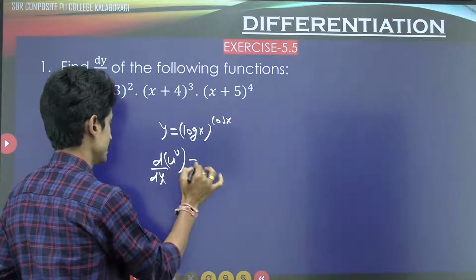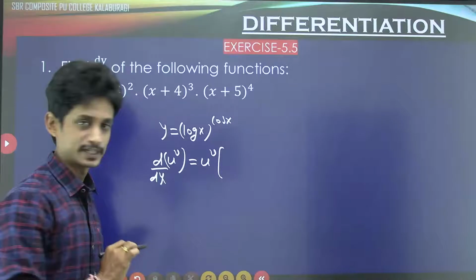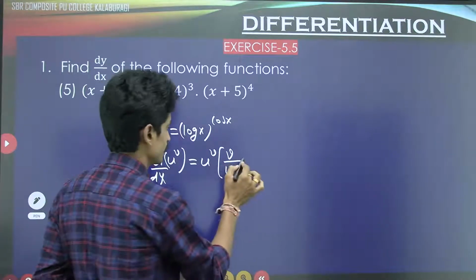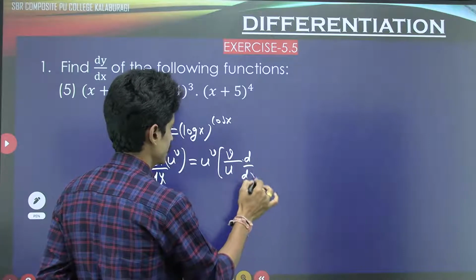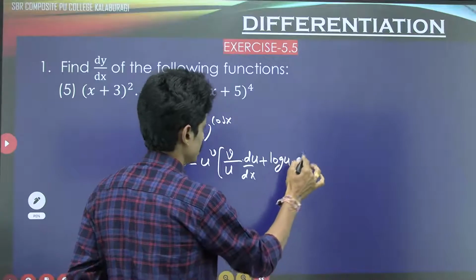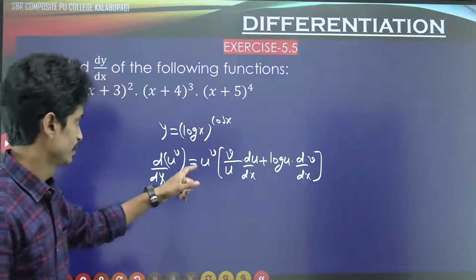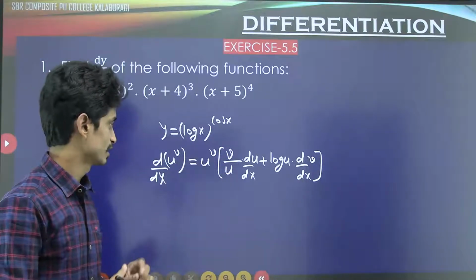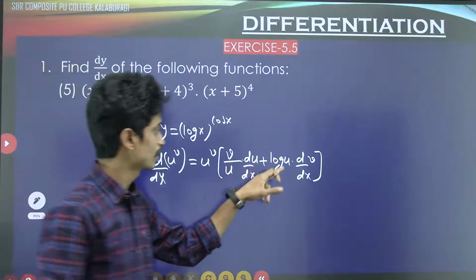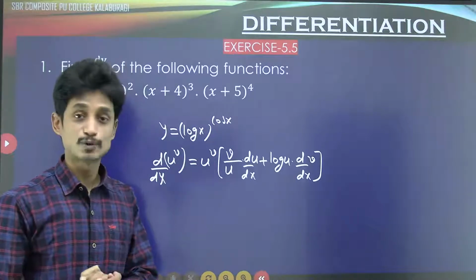d/dx of u^v is, outside as it is, u^v; inside the bracket, power divided by base into d/dx of base, plus log of the base into d/dx of power. I repeat: u^v times [v/u times derivative of u, plus log u times derivative of v]. In earlier classes, I have proved this formula also.